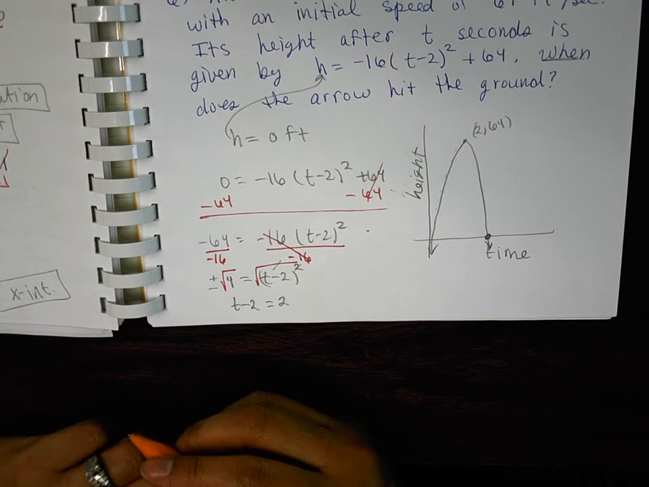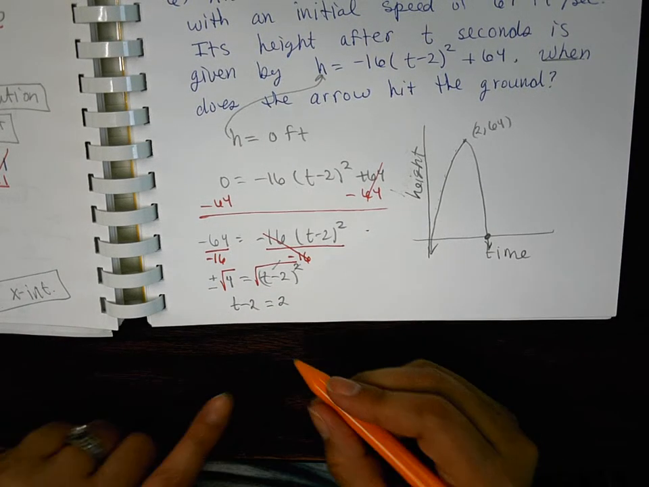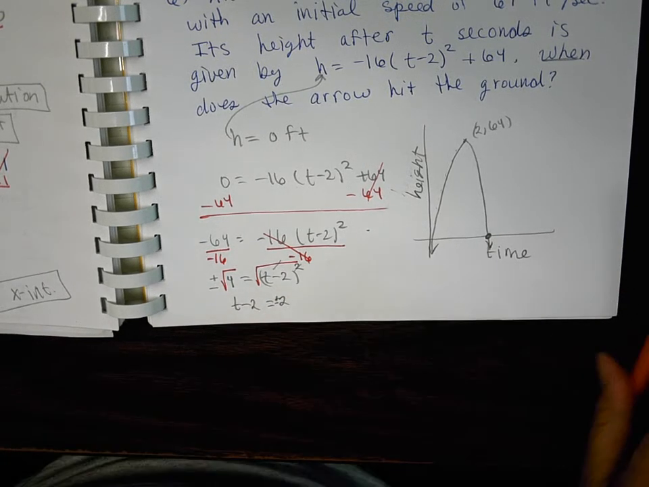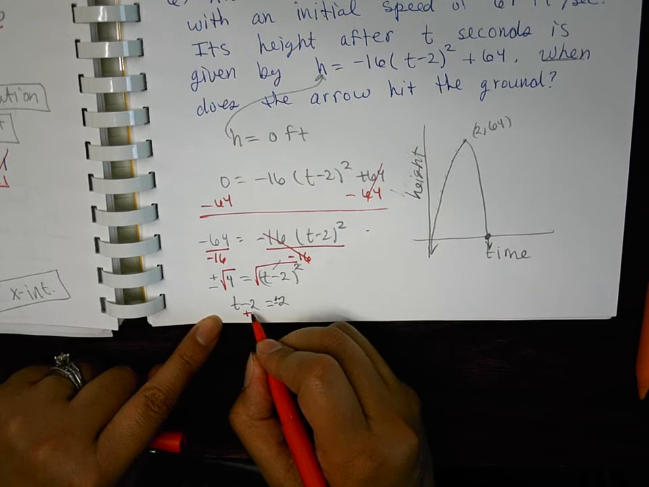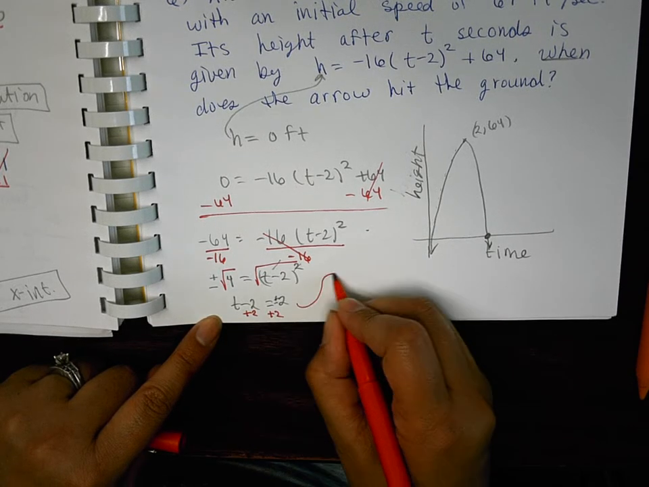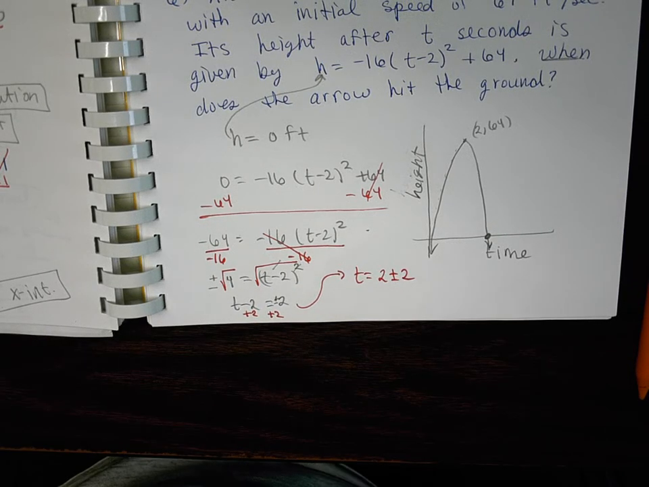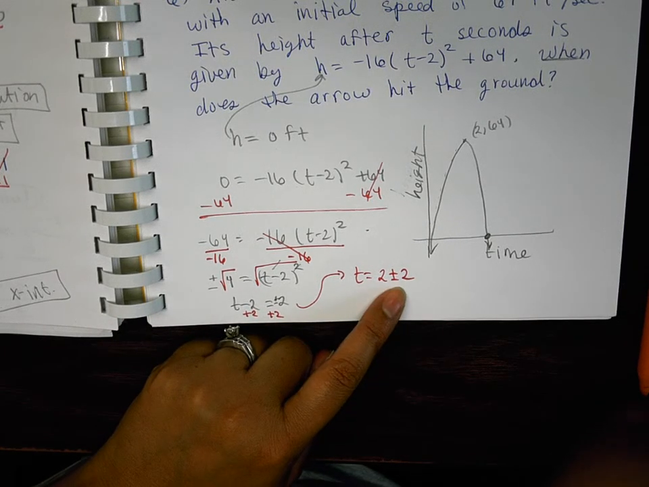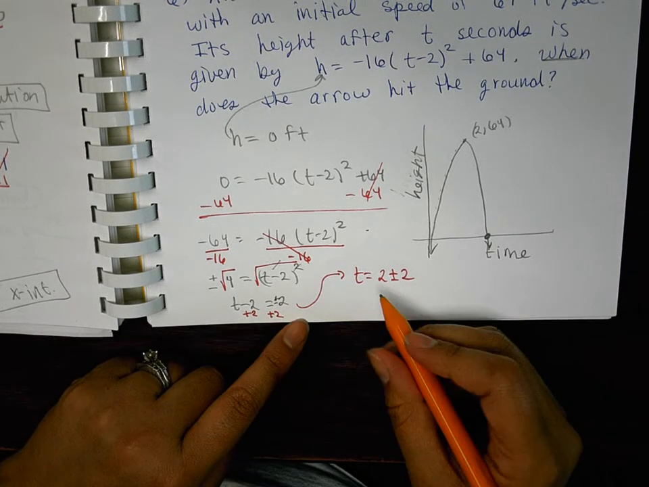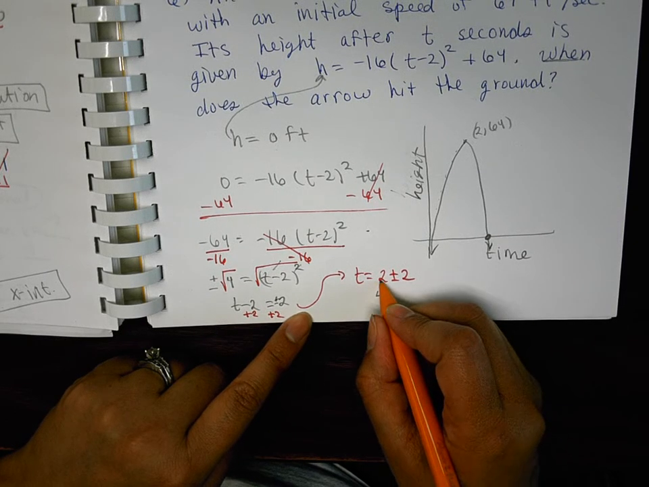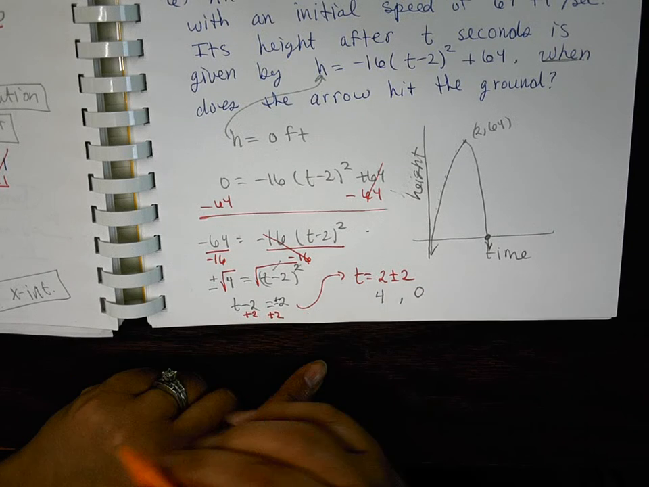And what do I do? Oh, I said it, but I didn't write it. Plus or minus. And what am I going to add to the other side? Plus 2. t equals positive 2 plus or minus 2. Now, I'm not going to leave this one because there's no radical. Are these like terms? Yeah, so I can actually work it out. What's 2 plus 2? 4. And what's 2 minus 2? 0.